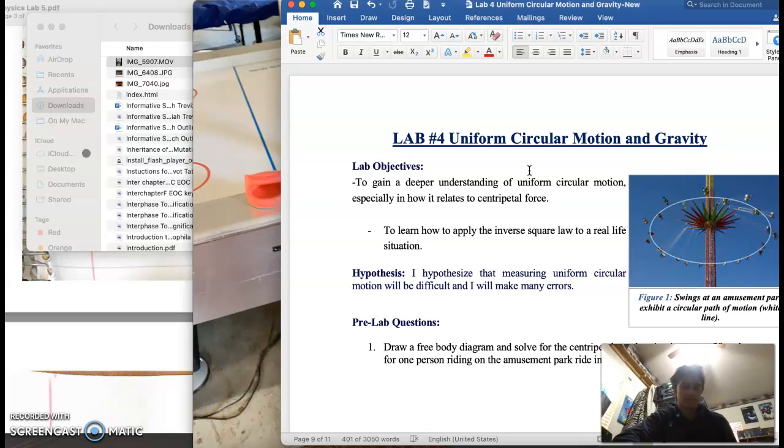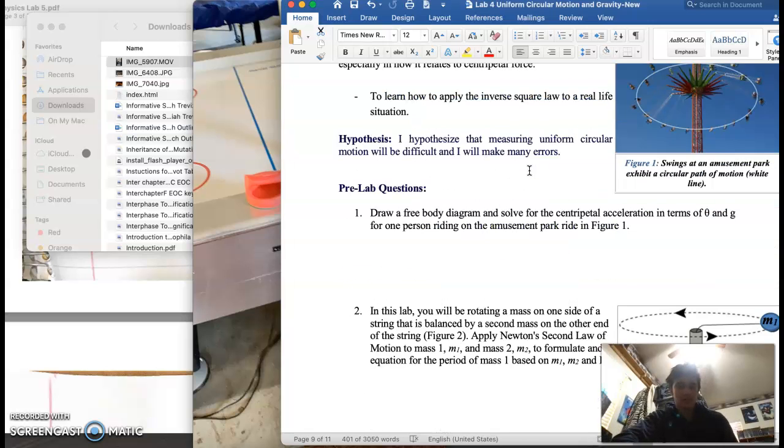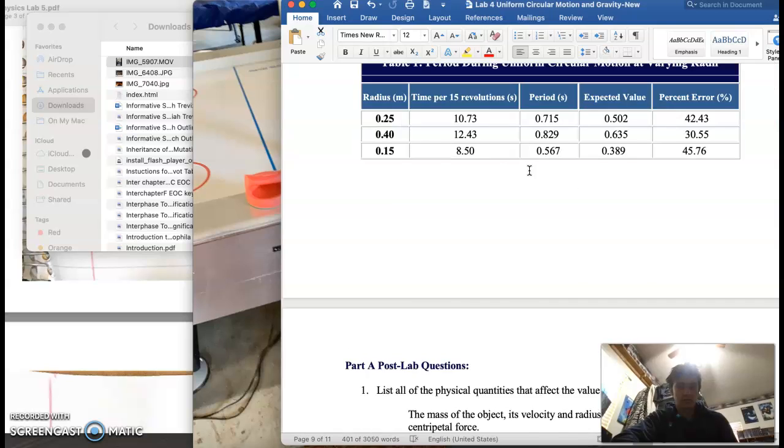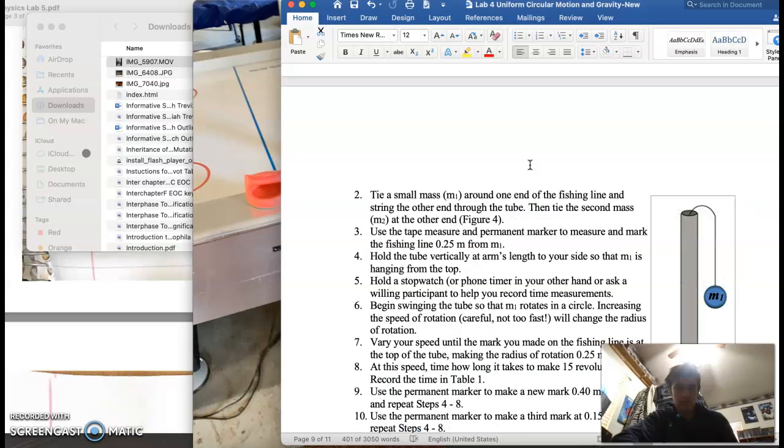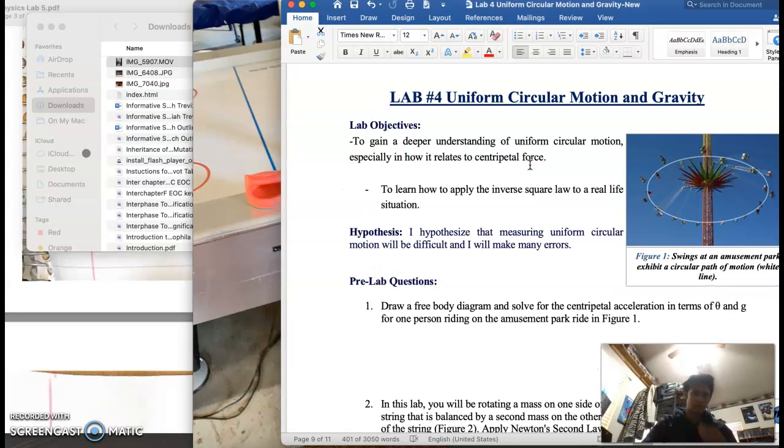I would add a third to that, the gravitational field, falling in a gravitational field, just learning those characteristics of that and how to apply it to a real life situation.